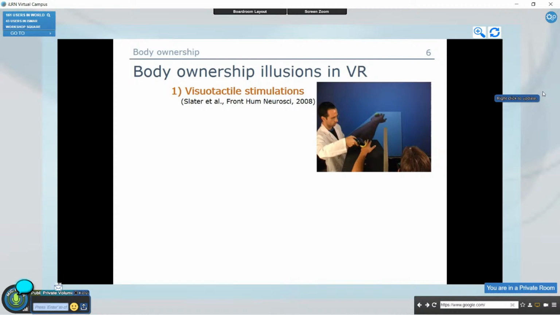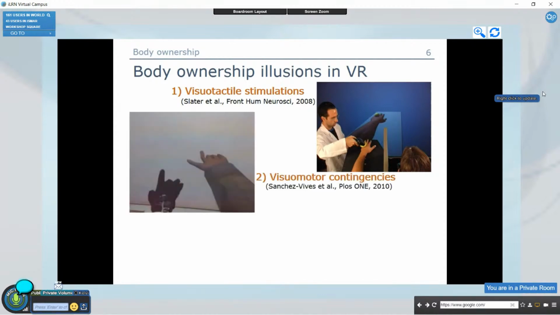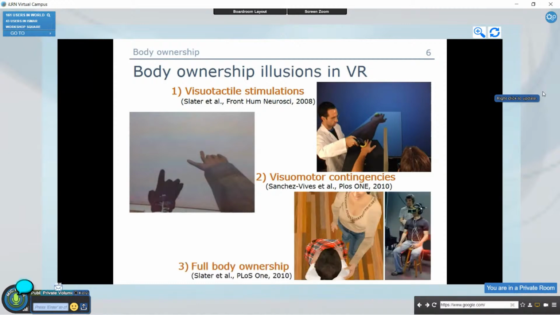And it is possible to induce body ownership over a virtual body. A series of studies from the lab of Mel Slater and Maria Sanchez-Vives showed that in virtual reality, it is also possible to induce body ownership over a virtual arm through visual tactile stimulation, similar to the rubber hand illusion, and through visual motor contingencies. And it is further possible to induce full body ownership over a virtual body.